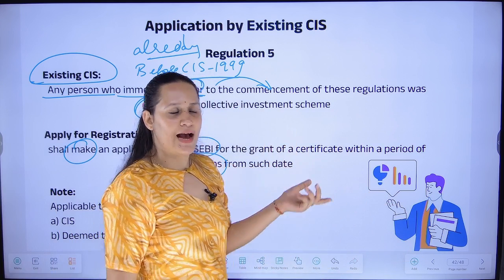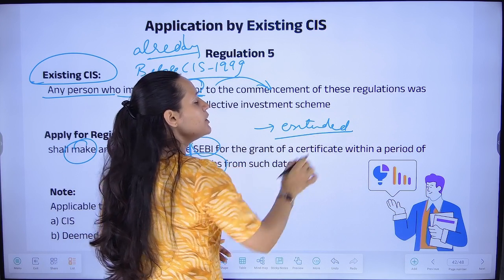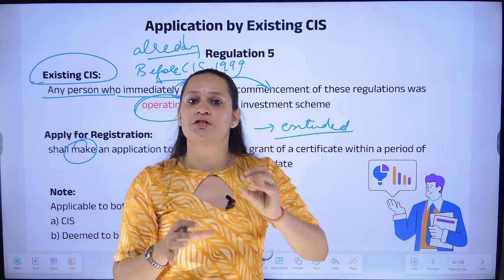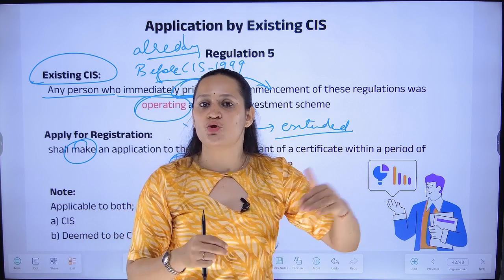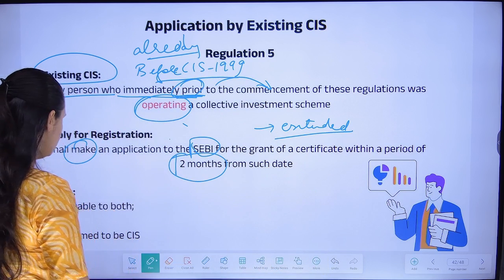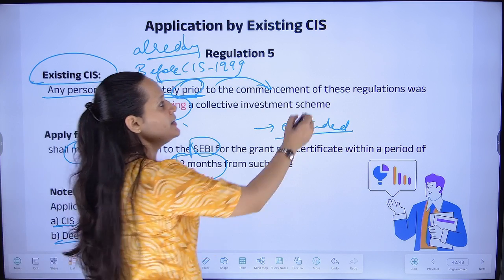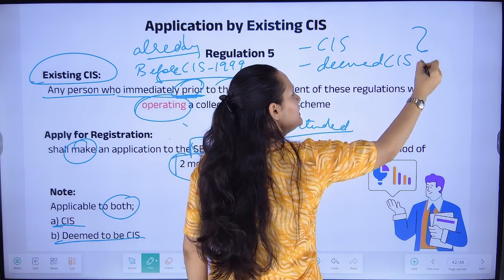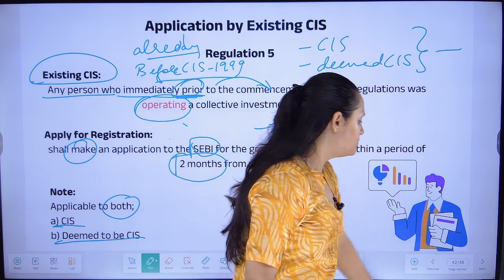But if you see the actual scenario, this extended timeline was given to the existing collective investment schemes to get themselves registered. So if you are a scheme which is operating before the CIS regulations came into place, you have to today make an application within 2 months to get yourself registered as a collective investment management company. This is applicable to both the CIS and deemed CIS. You're an existing CIS or you're an existing deemed CIS. Both have to obtain the certificate of registration under these regulations.